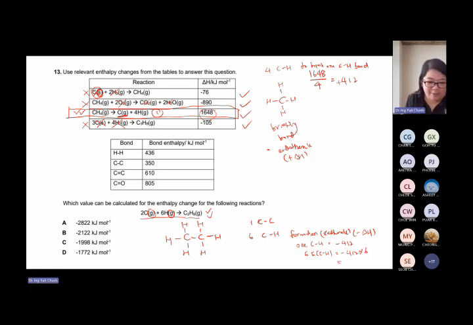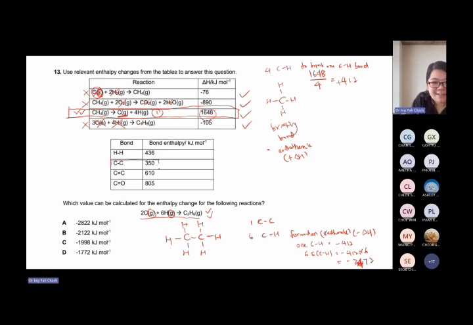Calculator, times 6. Negative 2472. Sorry, my writing's bad. 2472. Now negative 2472 is only for CH bond. Do you remember that we still have one CC bond? Since these few equations are not able to provide us with that, we look at the bond energy. Don't forget we have another table.